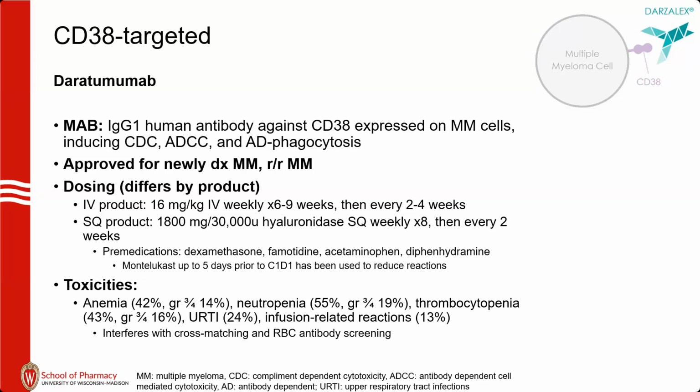I will highlight some count suppression here, and this is typically used in combination with other therapies, including lenalidomide, so it is important to highlight these cumulative toxicities. Infusion-related reactions are not trivial here as well, and just to highlight, the CD38-directed monoclonal antibodies interfere with cross-matching and RBC antibody screening. So if you have patients who are receiving these products or who have received these products within the half-life of a red cell, it's important to ensure that you're getting good cross-matching prior to RBC transfusions.